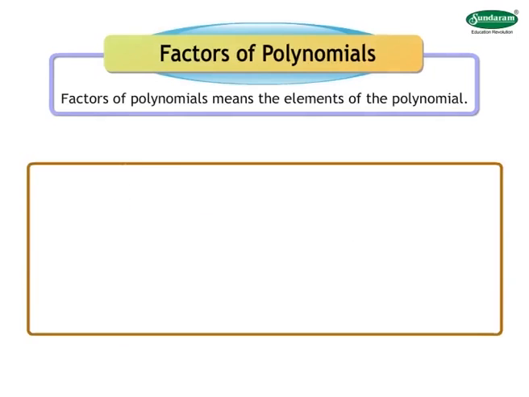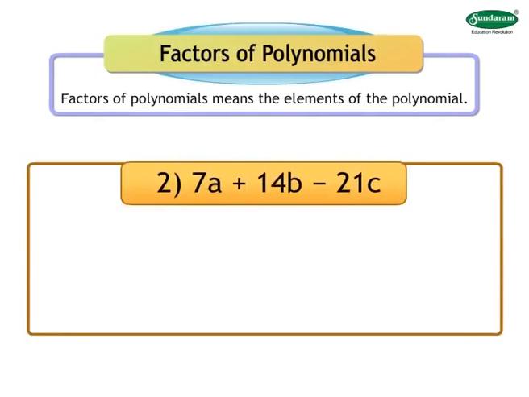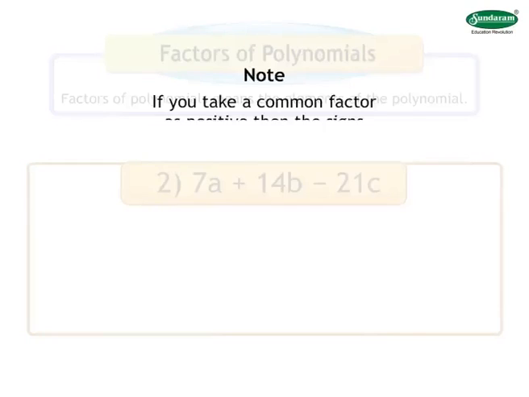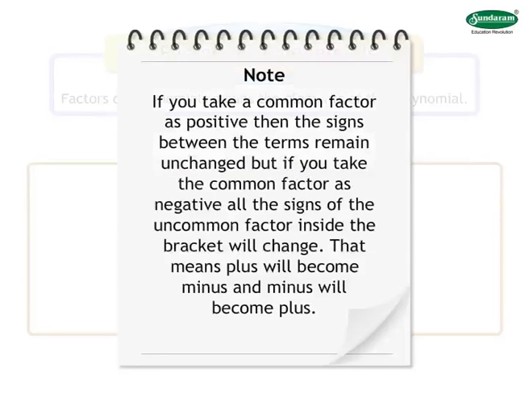2. 7a plus 14b minus 21c. In this sum, we have to be a little careful as the trinomial is made up of positive as well as negative monomials. Note: if you take a common factor as positive, then the signs between the terms remain unchanged. But if you take the common factor as negative, all the signs of the uncommon factor inside the bracket will change. That means plus will become minus and minus will become plus.